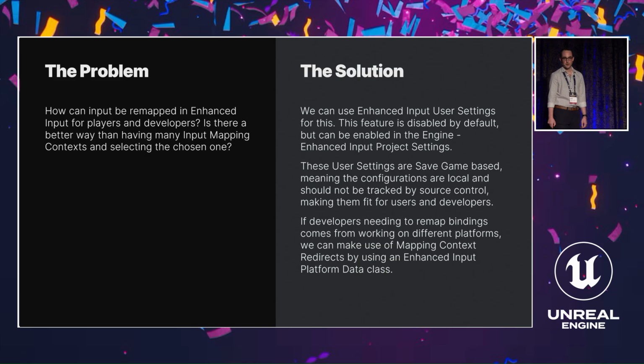It's disabled by default, but we can easily enable it in the project settings. It's save game based, which means that input configurations are saved locally, and they shouldn't be tracked by source control, although technically that's up to you, which makes it equally fit for players and developers. In the situation where you're creating multiple input mapping contexts, which stems from working on different platforms, you can make use of mapping context redirects inside of enhanced input platform data classes to handle this for you.